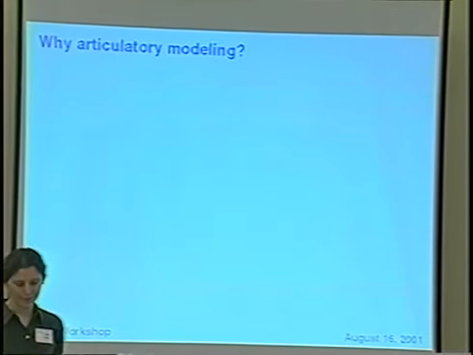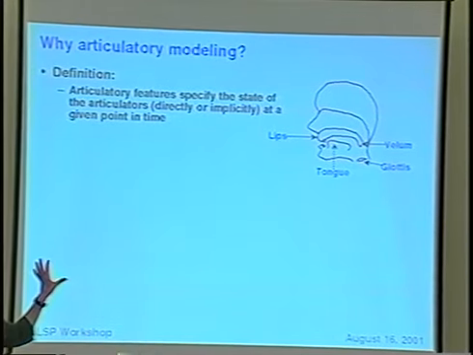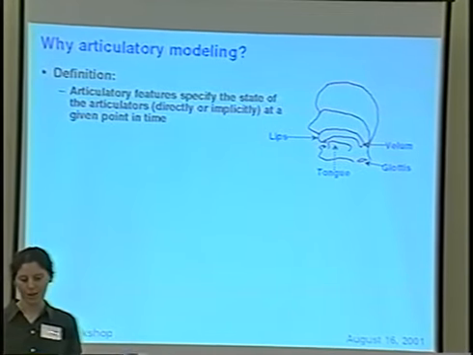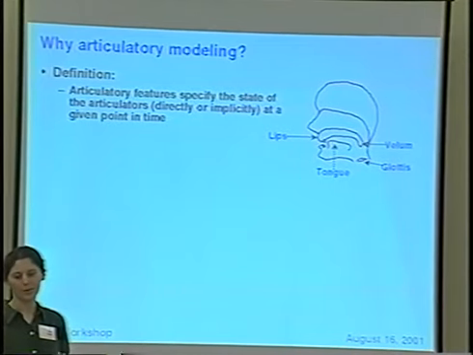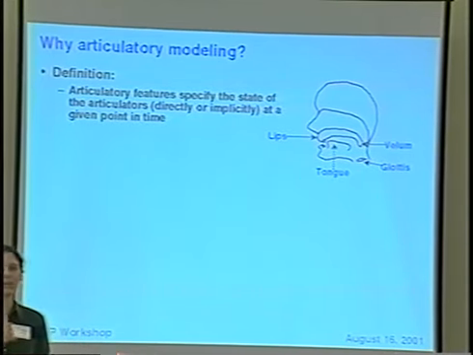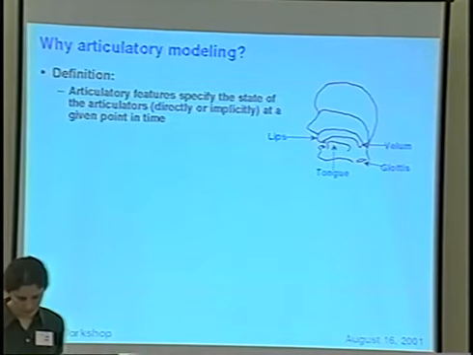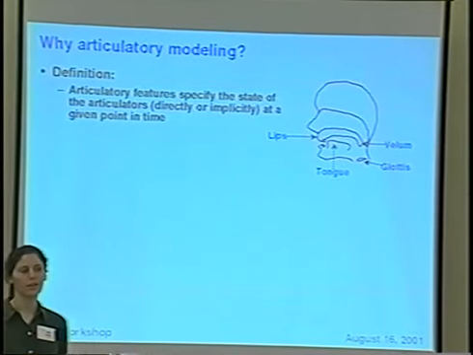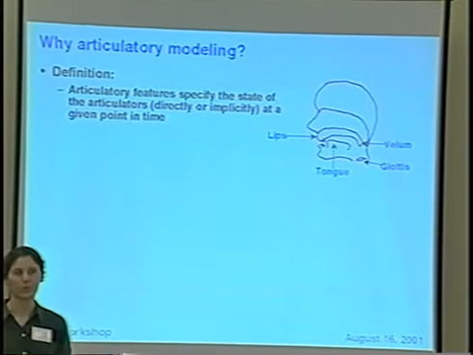Okay, so why articulatory modeling? I'll start with a definition. What this picture shows is a cross-section of a person's head with the main articulators pointed out. There's the glottis, which is the opening between the vocal cords; the velum, which is the soft palate that controls how much air flows through the oral tract versus the nasal cavity; the tongue, which is actually a complex of articulators, really, because you can vary different parameters of the tongue; and then the lips. So articulatory features specify the state of each of these articulators, like the tongue position, the lip opening, the velum degree of closure, things like that.